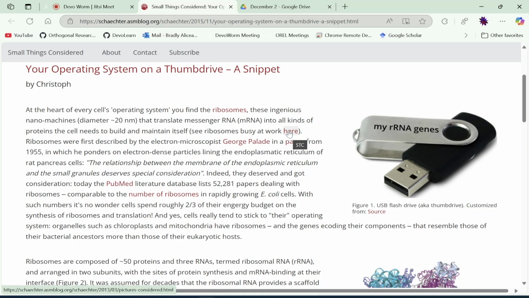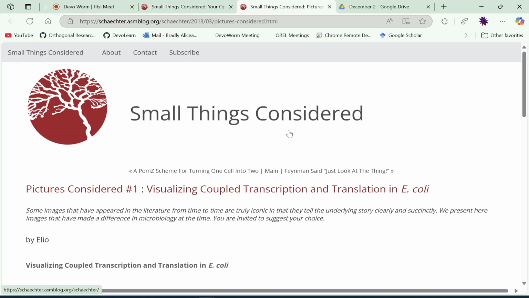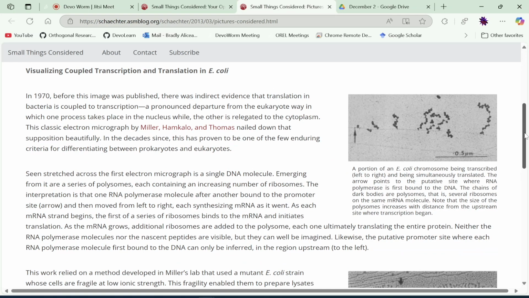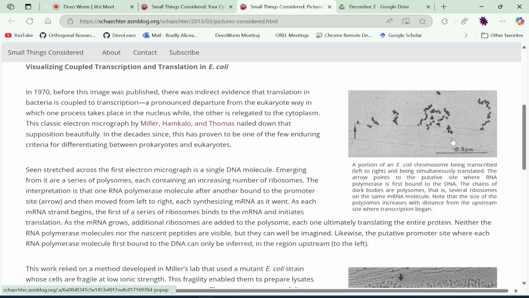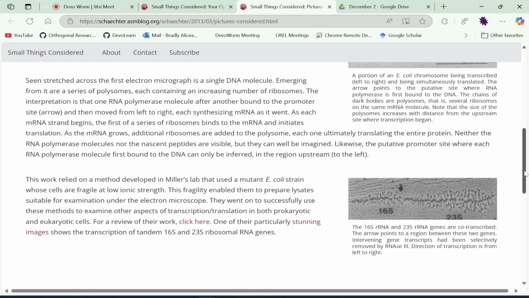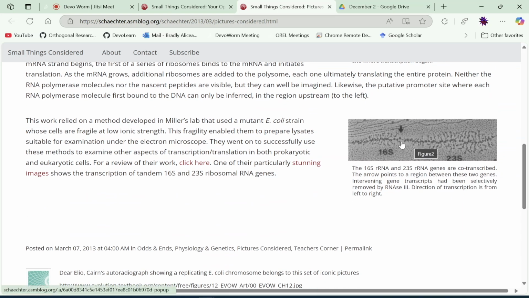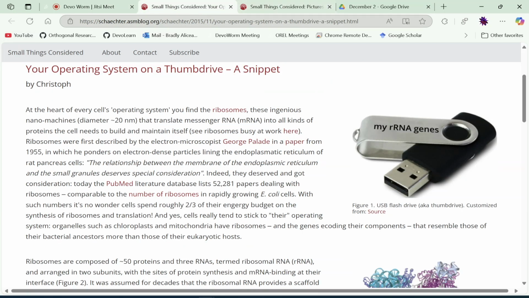This is another image where they show, I don't know if this is a good picture, just some micrographs of E. coli chromosomes being transcribed and then simultaneously translated. And then this is a picture of the rRNA genes that are co-transcribed. So that's another blog post on that same blog.